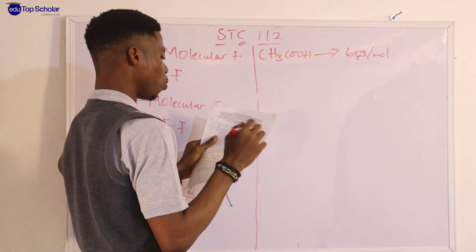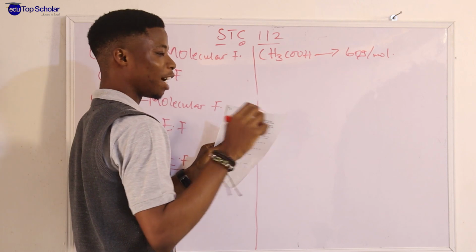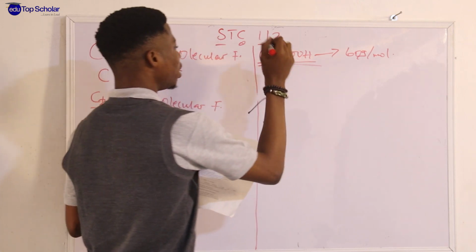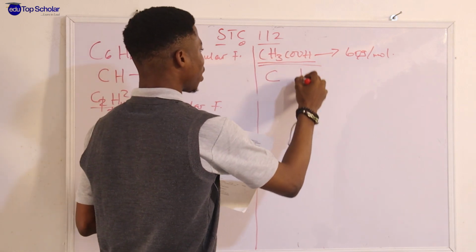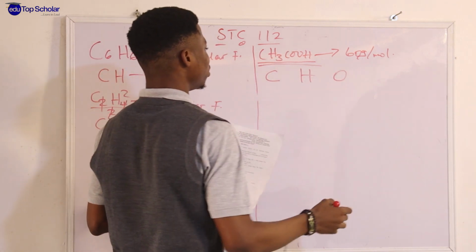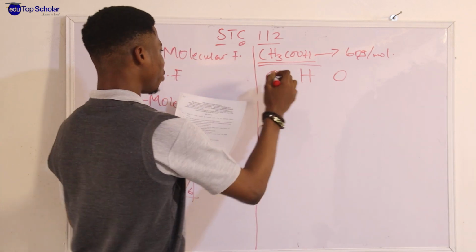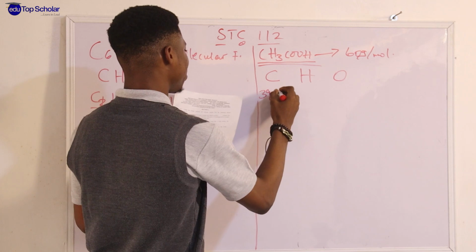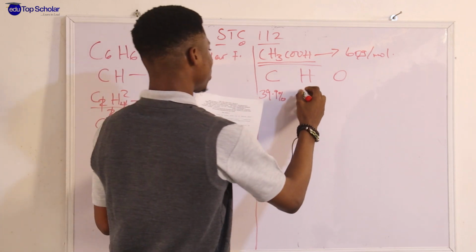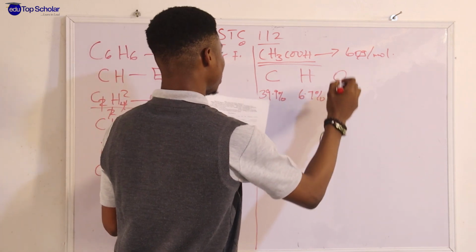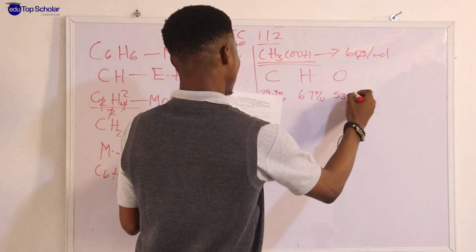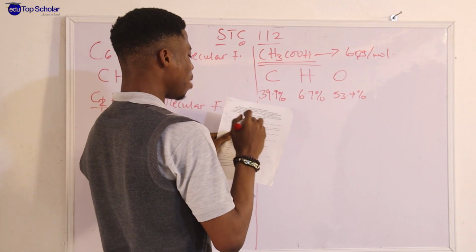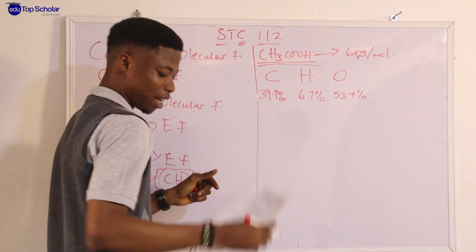And the following percentage composition, which is carbon, hydrogen, and oxygen, we are given. The composition of ethanoic acid contains carbon, hydrogen, and oxygen. So we are given a percentage of each component atom. For carbon, we have 39.9%. For hydrogen, we have 6.7%. And for oxygen, we have 53.4%. So the first question says, determine the empirical formula of ethanoic acid.